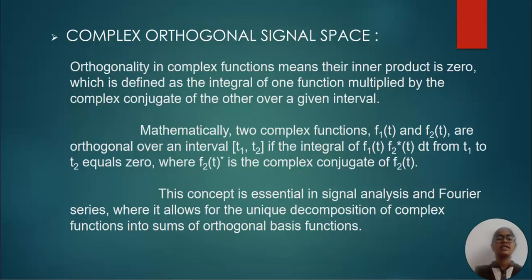Complex orthogonal signal space. Orthogonality in complex functions means their inner product is 0, which is defined as the integral of one function multiplied by the complex conjugate of the other over a given interval.